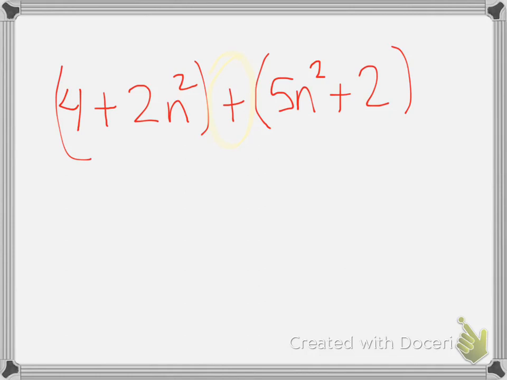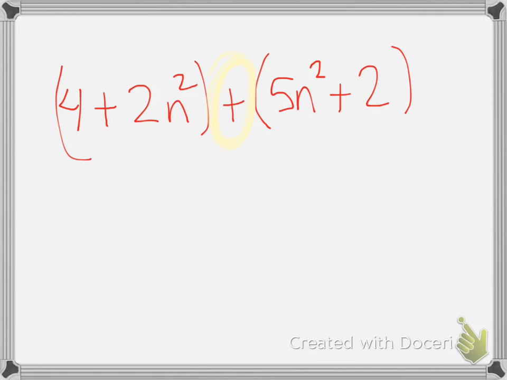Now remember, if they're alike, they have to be exactly alike. Like an n cubed and an n squared are not exactly alike. They have to have the same letter, same exponent. Okay? If there's nothing in the center right here, then that means you're going to multiply. So we're going to kind of step through that.